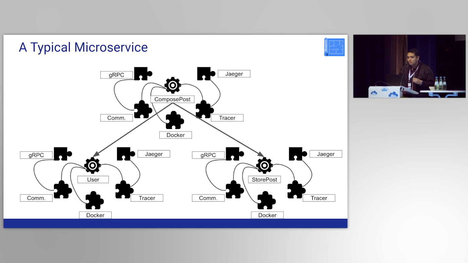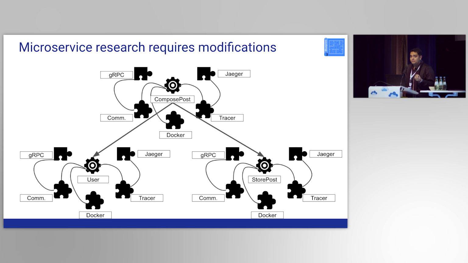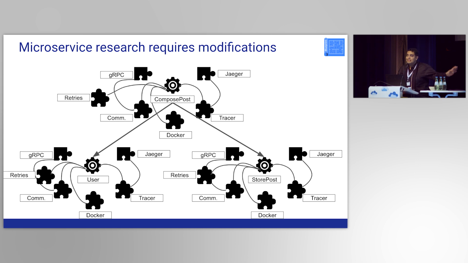Microservice research requires making modifications to microservices. For example, to observe impact of queuing and queue back pressure, a researcher might want to change the specific communication framework from gRPC to Thrift. In another completely different scenario, another researcher might need to add new features such as retries or timeouts to be able to reproduce an emergent misbehavior like metastability failures.